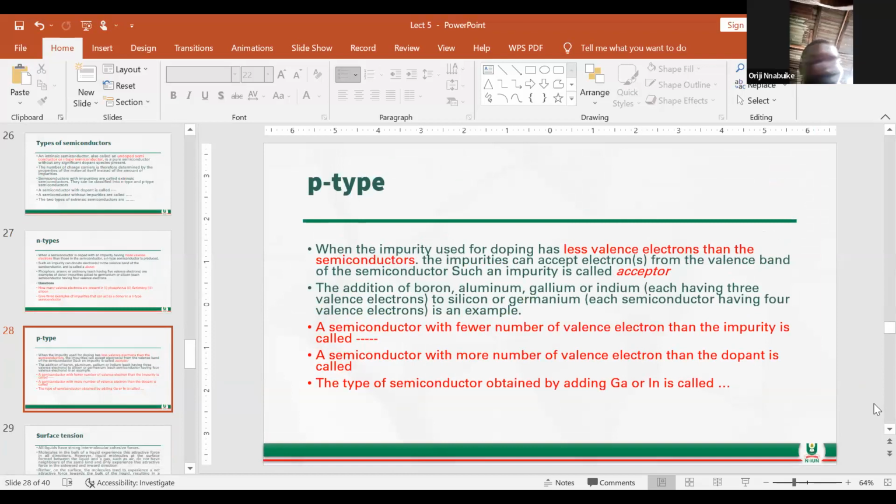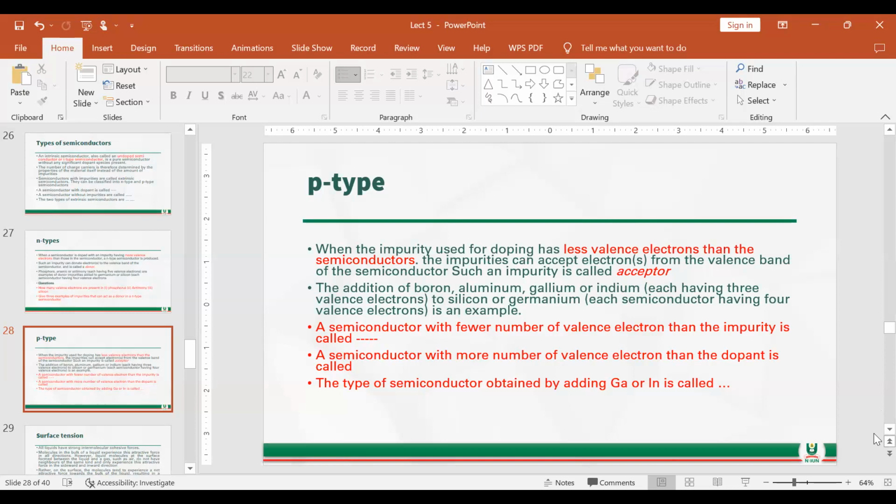So we have the p-type. When the impurity used for doping has fewer valence electrons than the semiconductor, the impurity can accept electrons from the valence band of the semiconductor. Such an impurity is called an acceptor. So the addition of boron, aluminum, gallium, or indium having 3 valence electrons to silicon or germanium, which has 4 valence electrons, is an example. So the semiconductor has more electrons than the dopant. That is called a p-type semiconductor.